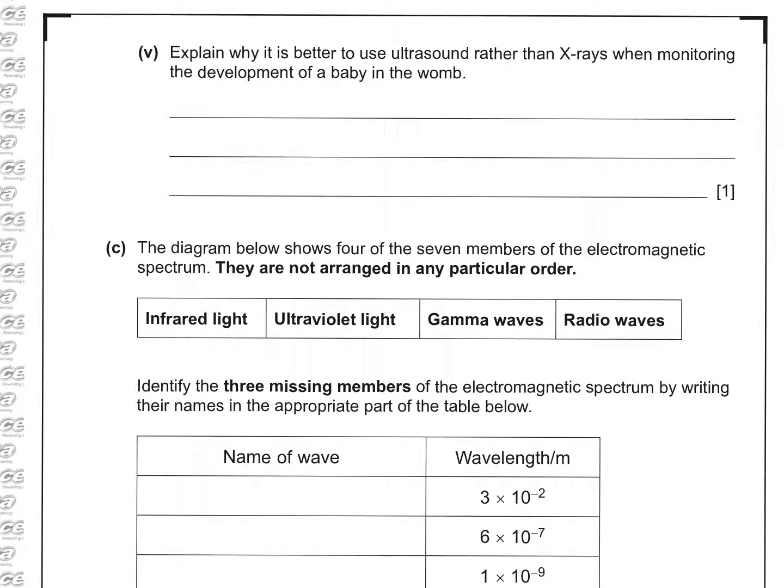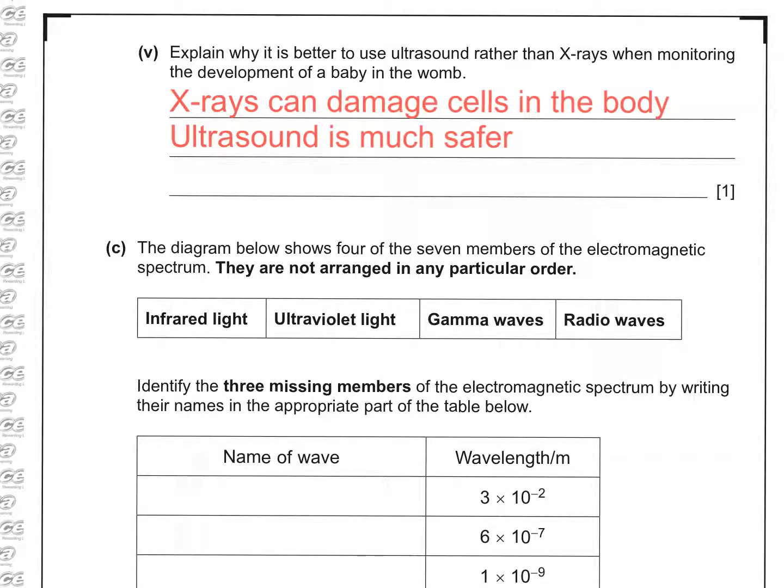Part 5. Explain why it is better to use ultrasound rather than X-rays when monitoring the development of a baby in the womb. Well, this is going to be a safety factor. So we know that X-rays can damage cells and cause cancers and stuff like that, so ultrasound would be much safer because it doesn't do that.